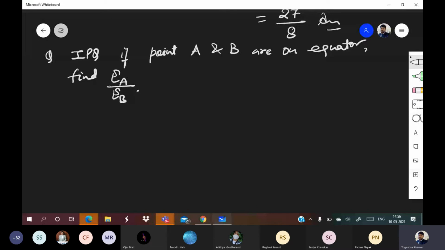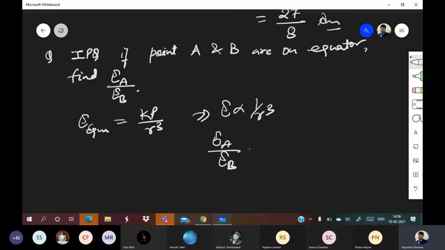So here also E equator is equal to Kp upon R cube. If you talk in terms of magnitude, that means E is proportional to 1 upon R cube. So EA is to EB is equal to RB cube upon RA cube, and that becomes 27 by 8. Answer. Okay, 27 by 8.